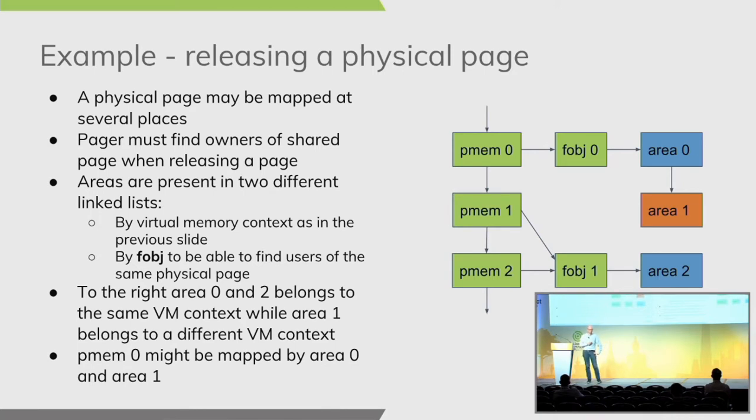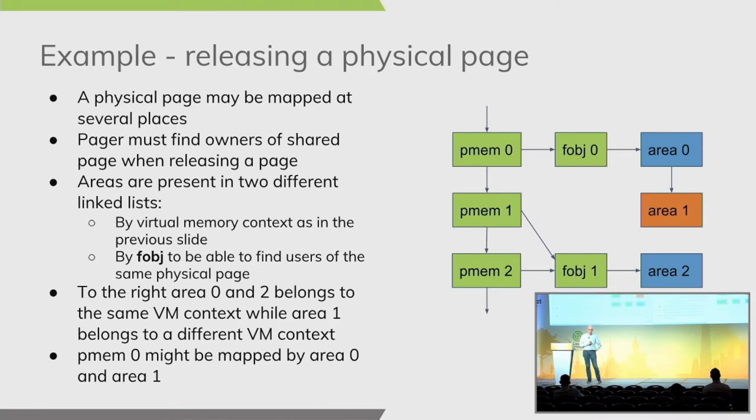And as we can see here, areas are present in two different linked lists. In the previous slide, it was to represent the context, so it's indexed by the context. And in this slide, it's by FOB instead, in order to find which area is using which FOB when we are trying to look up which context to invalidate. So if we look here, area 0 and 2 belong to one VM context, and the orange area 1 belongs to a different one.